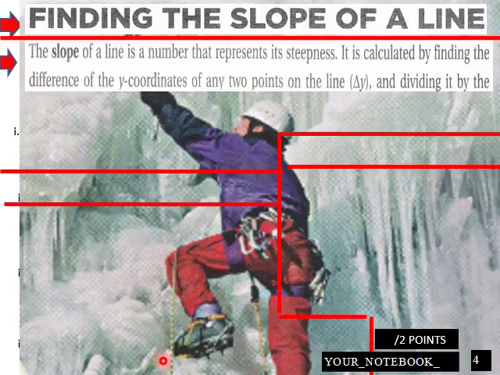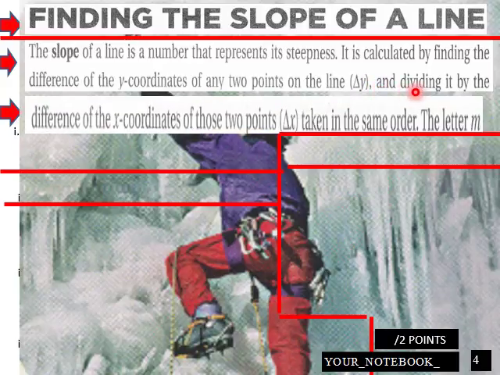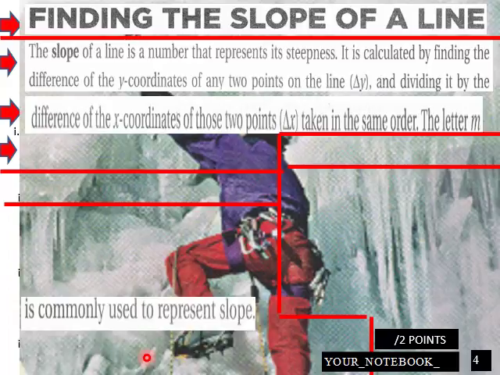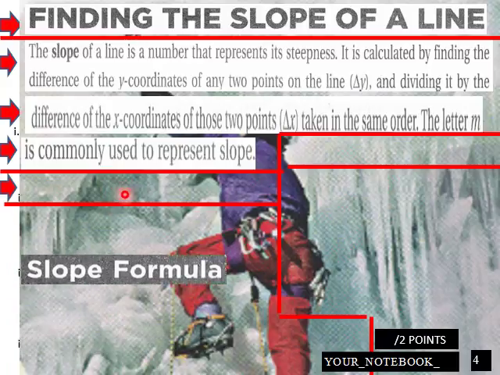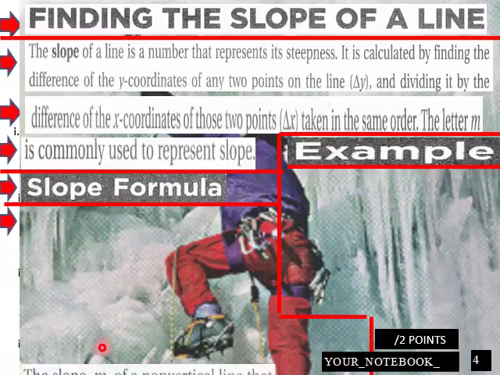Finding the slope of a line. The slope of a line represents the steepness. It is calculated by finding the difference of y for any 2 points on the line, delta y, and dividing it by the difference of the x coordinates of the 2 points, delta x, taken in the same order. The letter m is commonly used to represent slopes.